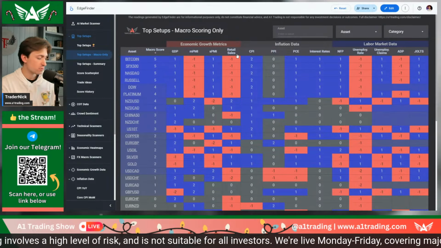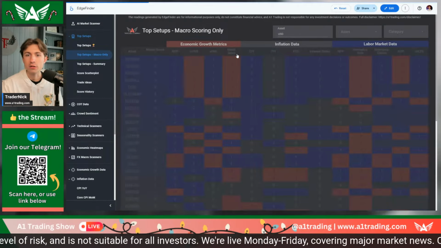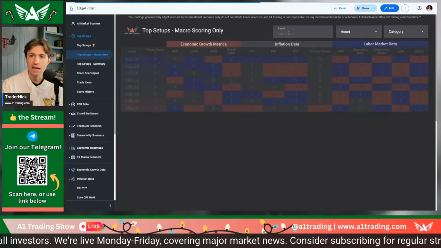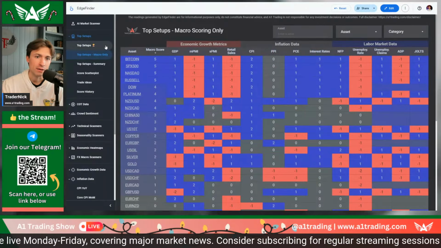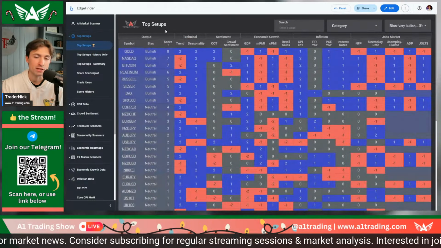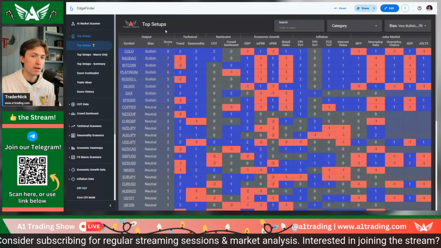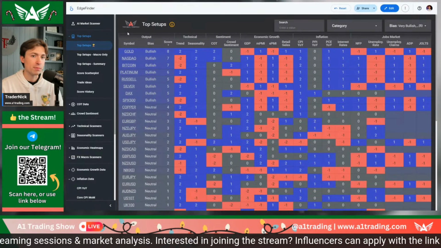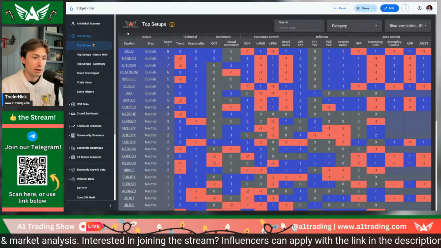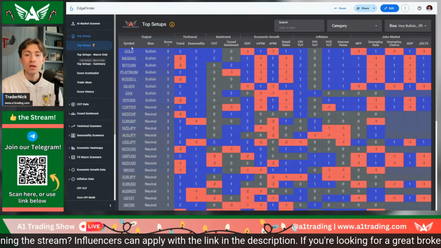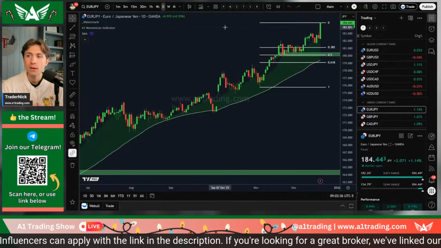We also added a search bar. So if you want to just search up USD, for example, you can see just the USD pairs. So just adding more and more features. Again, the overall goal in terms of how we do things behind the scenes on the Edge Finder is we never want to stop improving the tool. Over time, we want you to open it up and be pleasantly surprised by new features, new additions, improvements, etc. So with that said, let's jump into some market action.